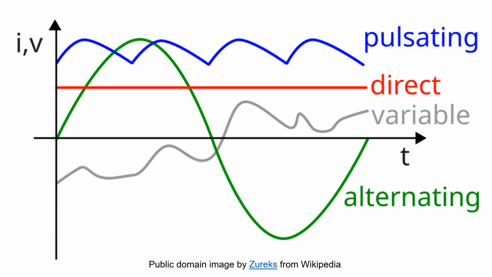Here is an illustration of waveforms of different types of currents from Wikipedia. It shows a pulsating current in blue color, direct current in red, variable current in gray, and a sinusoidal alternating current in green.